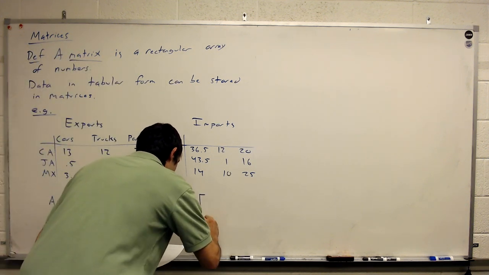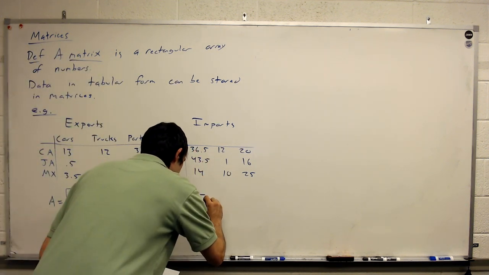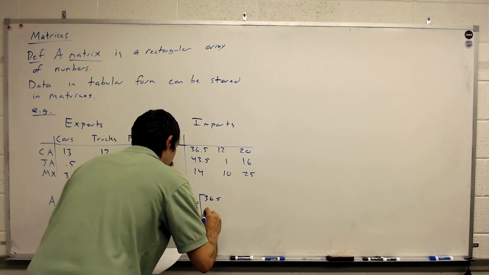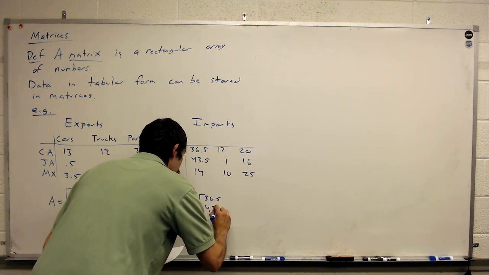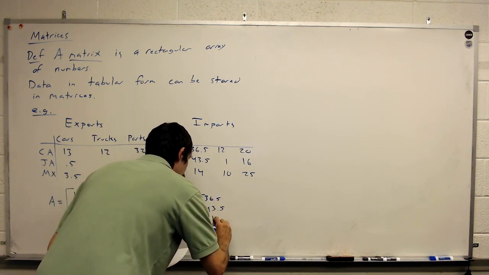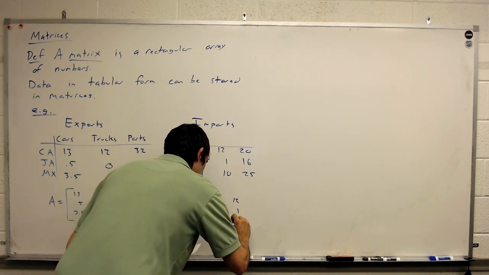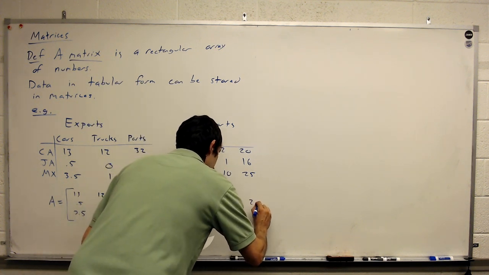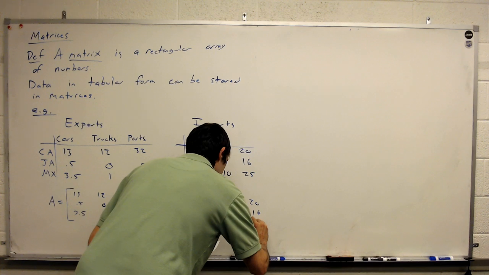And B will be the matrix over here. 36.5, 43.5, 14, 12, 110, and 20, 16, 25.